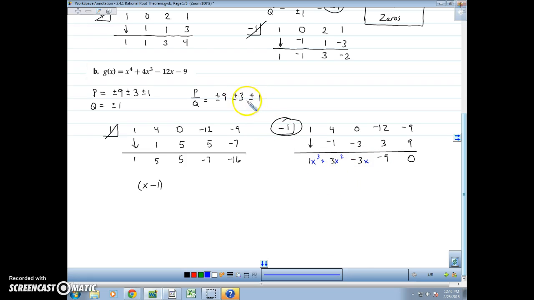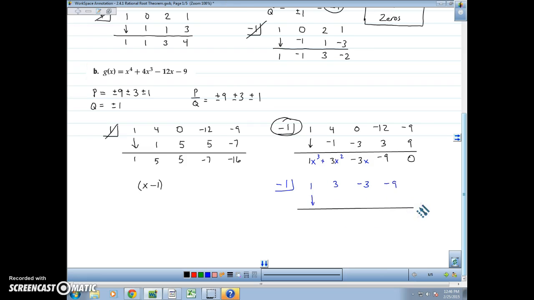We can use our same list that we had before, and if we've eliminated any of our possible choices, there's no use in trying them again. So I still have to check 3, negative 3, 9, and negative 9. And technically I should check negative 1 again, because it could have multiplicity and work again. So I'm going to do that first. We're going to synthetically divide negative 1 into the coefficients of our depressed polynomial, which is 1, 3, negative 3, and negative 9.